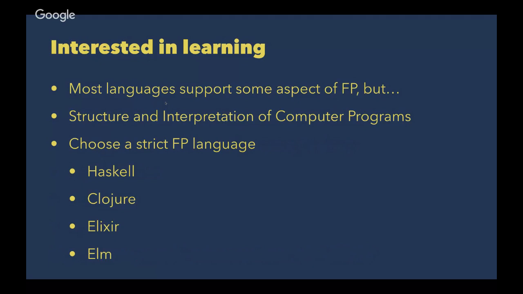There is a book called Structure and Interpretation of Computer Programs. It says it's the best book about functional programming, and it is. But it's a big book, and the exercises are not that easy. So if you're patient, if you have time, and you're ready to learn about functional programming, just give this book a try. My advice would be to choose a strict functional programming language.